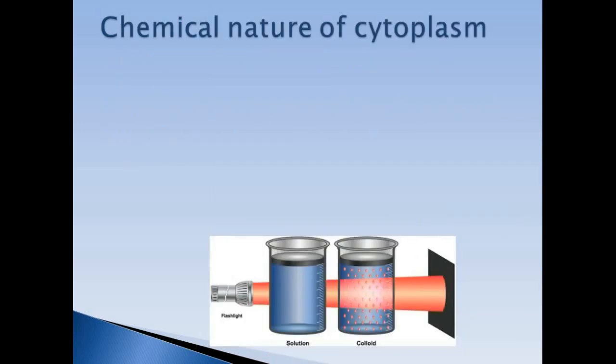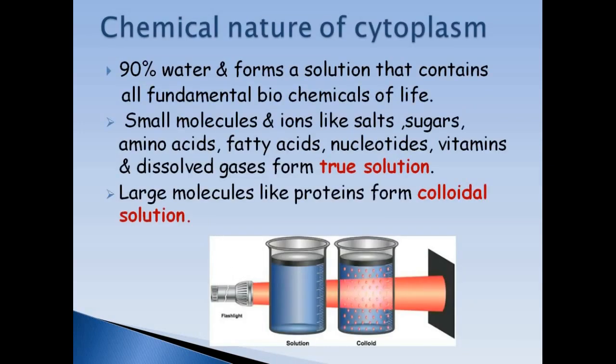Chemically, cytoplasm is made up of 90% water and the remainder are the bioelements which are essential for normal life. These may be small molecules and ions like salts, which are inorganic, sugars, amino acids for proteins, fatty acids for fats, nucleotides for DNA and RNA, vitamins for many different metabolic reactions, and dissolved gases, just like oxygen, which is required for cellular respiration, and after respiration carbon dioxide is produced as an end product.